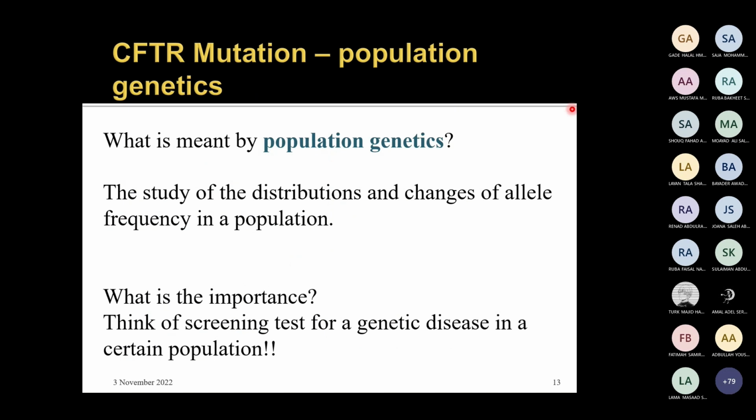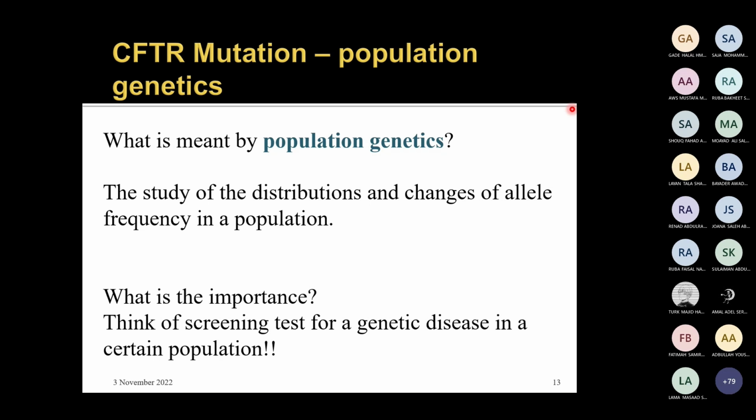These are international symbols you have to study and know during your work this week. Another concept you went through, or should have gone through during the week, is population genetics. What is meant by population genetics is the study of the distribution and changes of allele frequency in populations. So what does this mean? What is the importance of this?